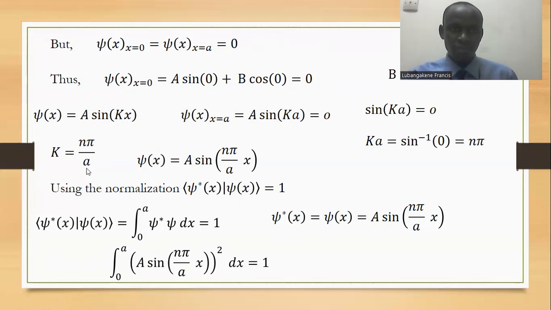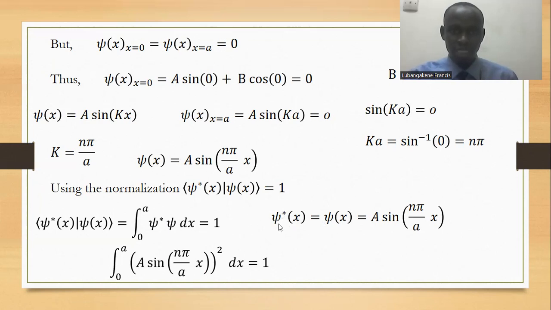Now we have to normalize this, and our other condition is that this wave function given by psi(x) has to be normalized. To normalize the wave function, we use the bra and ket, which is the inner product of the function, and it has to be 1. Therefore, the integral from the lower limit to the upper limit of this inner product has to be 1.